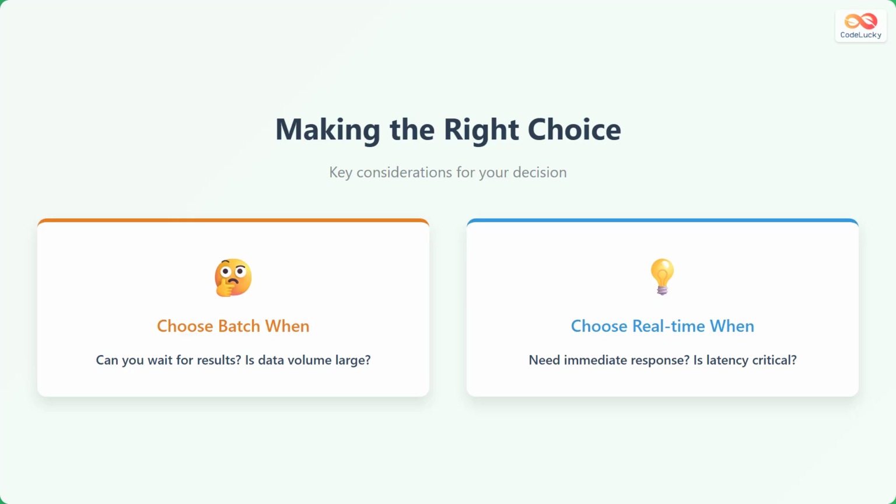So, how do you decide which approach is right for you? Choose batch processing when you can afford to wait for results and when dealing with large data volumes. Opt for real-time processing when you need immediate responses and when low latency is critical. If you can wait for the results, then batch processing should be preferred. Otherwise, real-time processing should be preferred.